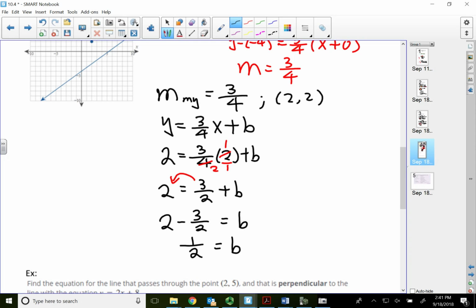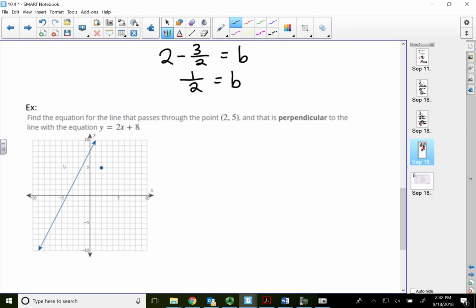I don't know if I've ever mentioned this before. Whenever we combine a whole number with a fraction, we can always use that trick of how we convert a mixed number into an improper fraction. 2 times 2 is 4, 4 minus 3 is 1, and the LCD is still 2. So the equation of my line has to be y equals 3 over 4 x plus 1/2. All right, let's try another one.